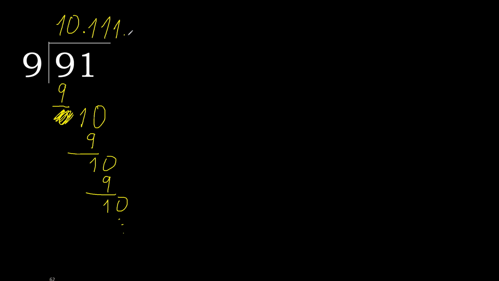Therefore, here, 1, repeat. Okay. 91 divided by 9 is here. Okay. Or, after the point, 1, repeat. Like this. Okay.